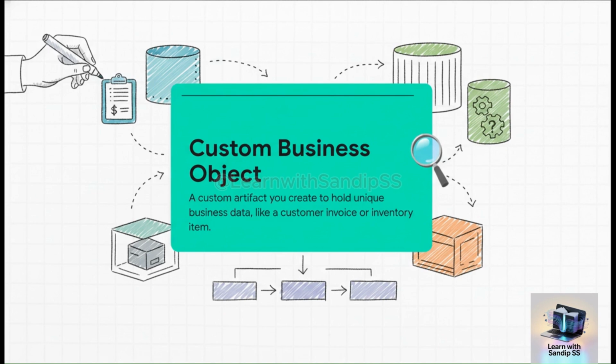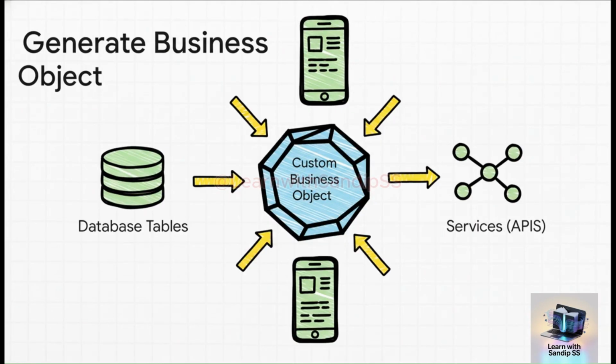You know how the system has standard objects like a customer invoice? Well, now you can create your own version of that for whatever unique need you have. And here is where things get really, really cool. From that one custom business object that you define, the system can automatically generate the database tables, the APIs to talk to the data, the user screens to manage it. Essentially, it can spin up a whole new simple application for you.